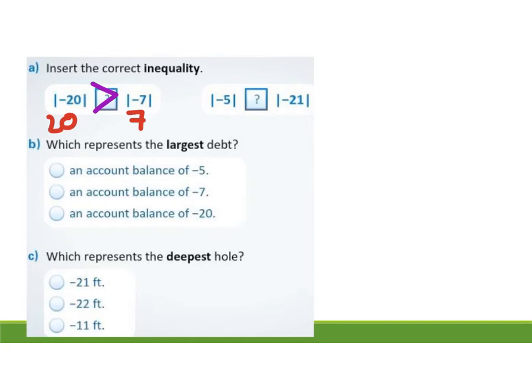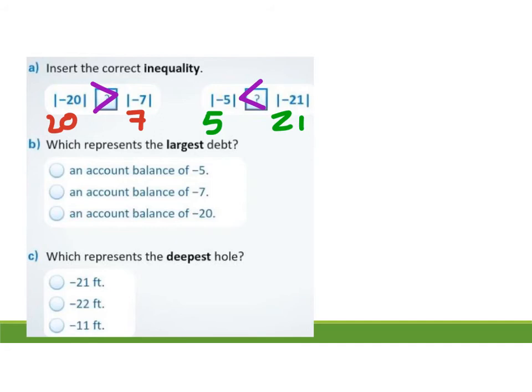So this one indicates that the absolute value of negative 20 is greater than the absolute value of negative 7. We'll do the same thing on this next problem. The absolute value of negative 5 is 5 away from 0. And negative 21 is 21 away from 0. The absolute value of it is. So, this one, I can see 21 is much bigger than 5. Therefore, the absolute value of negative 5 is less than the absolute value of negative 21.